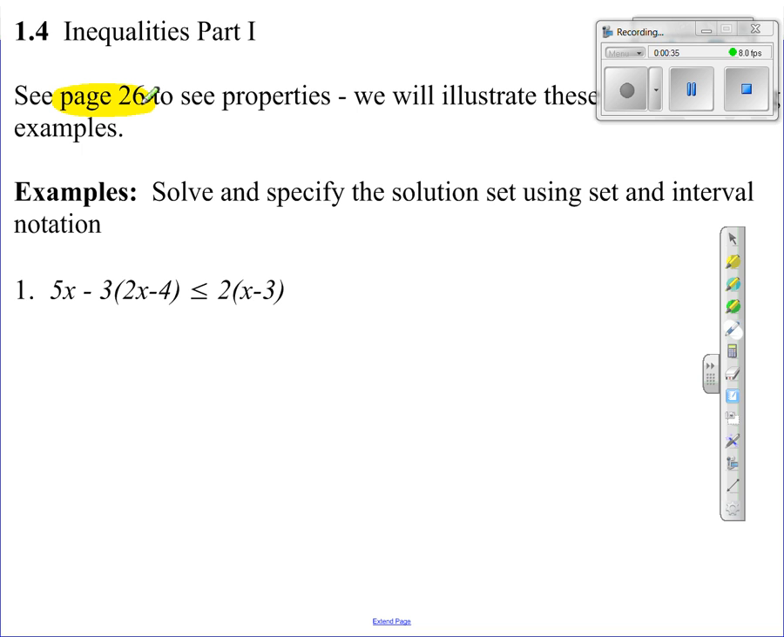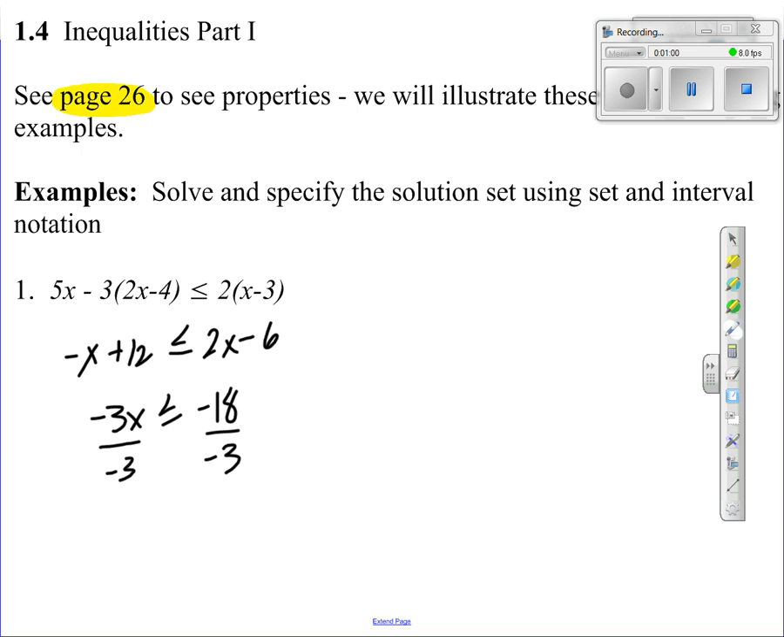So we would just gather our like terms together. So 5x minus 6x, minus x, and then plus 12, just multiplying the number into the bracket. And we're going to isolate x. So I'm going to move the 2x to this side and subtract 12 from this side, and I get minus 18. Now, one of the rules of inequalities is when we multiply or divide by a negative number, we must switch the inequality. And if you're curious as to why that is, just ask me sometime. I can show you really quick.